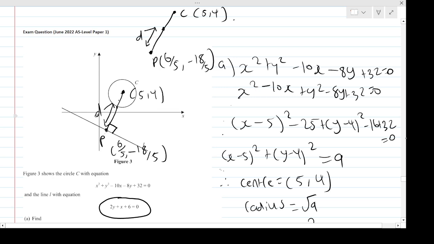Okay, but then I know that this is the radius, right? From the center to the circle edge. But I can also work out the overall distance because I know the 2 points. That'll be the distance formula, right? So then I can say that that's the root of changing x.